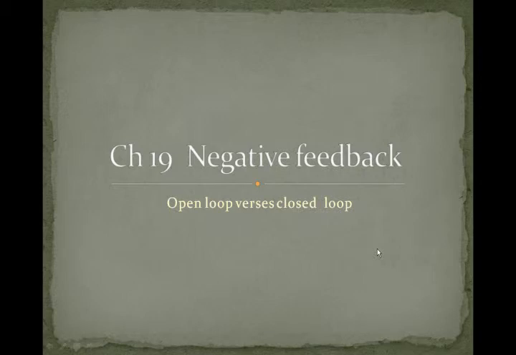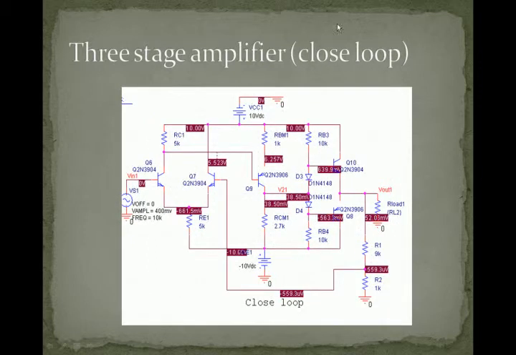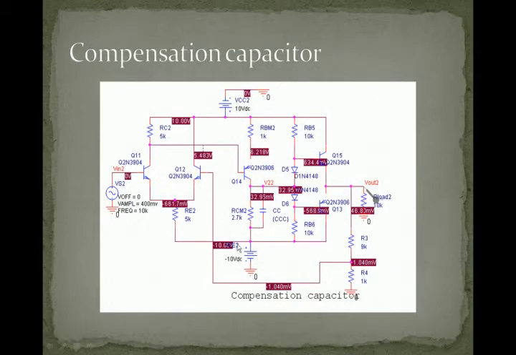The negative feedback, chapter 19. That's the open loop versus the closed loop circuit. These are the circuits for the three-stage amplifier. Differential amplifiers, this one is open loop. This one is the three-stage amplifier with the closed loop. And this one is with the compensation capacitance.